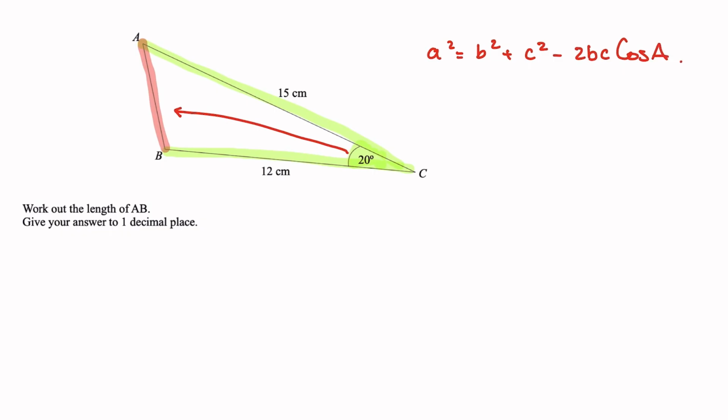So now I need to label which side is which. My angle is always going to be my capital A. Again, if they label the triangle differently, you can change the side labels. My angle is always going to be my capital A, and the side that's opposite my angle is always going to be my small a. And my b and c, as I said, it doesn't really matter which one is which.